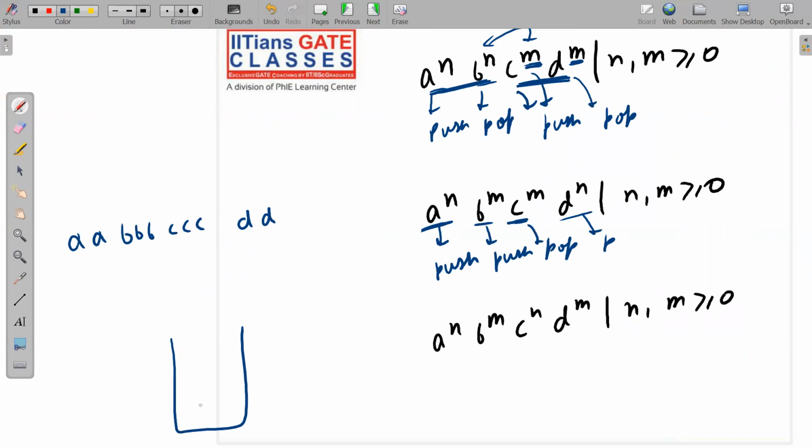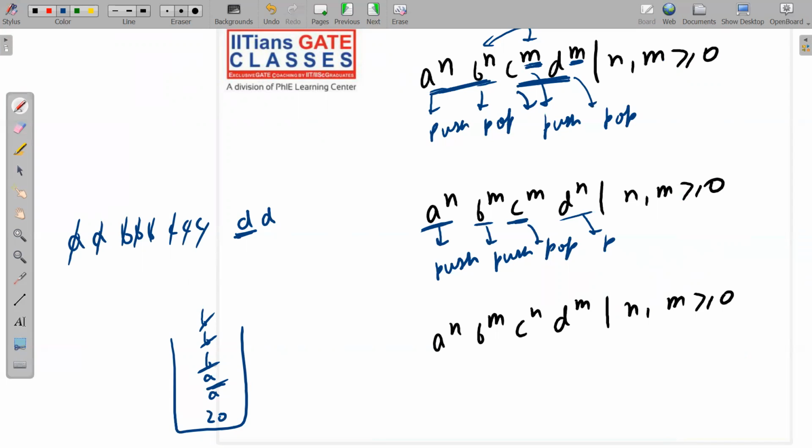So what will you do? You will push all the A's. Initially we have Z0 in the stack. We will push both the A's into the stack. Now whenever B comes, again we will push all these B's also. Whenever C comes, we will do cutting. B's and C's should be cut, and whenever D comes, then you should read A from the stack.